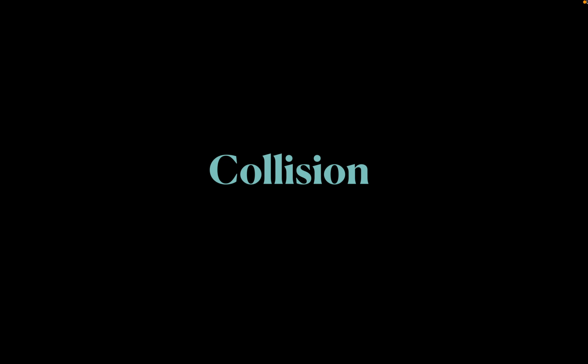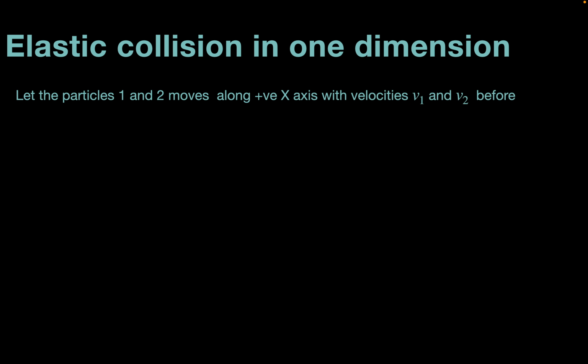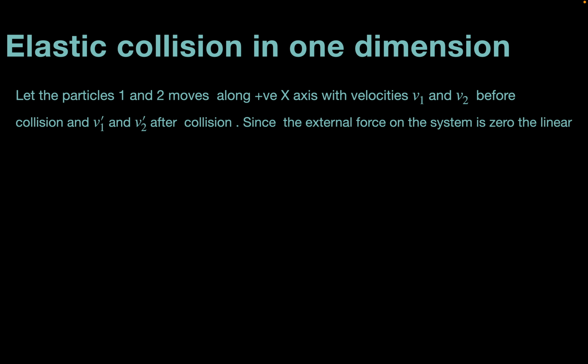Hello everyone, in this video let's discuss collision. Elastic collision in one dimension. Let the particles 1 and 2 move along the positive x-axis with velocities v1 and v2 before the collision, and v1 prime and v2 prime respectively after collision.